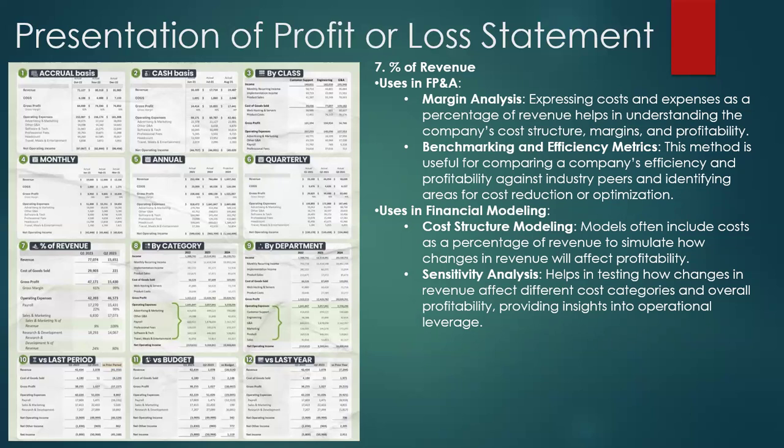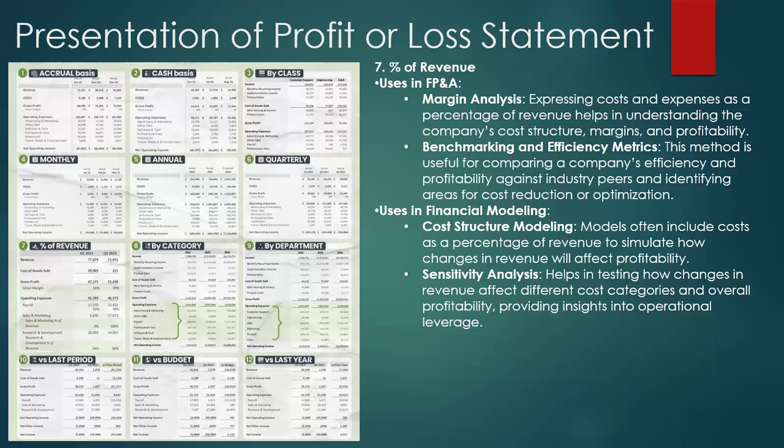If you have understood previously, or if you have read about financial analysis, there's a certain type called vertical analysis. In vertical analysis, you prepare each significant item as a percentage of revenue. But here, if you're presenting profit and loss as a percentage of revenue, now you are preparing a detailed margin analysis. Benchmarking efficiency metrics: this method is very useful for comparing a company's efficiency and profitability against industry peers, identifying areas for cost reduction or optimization.